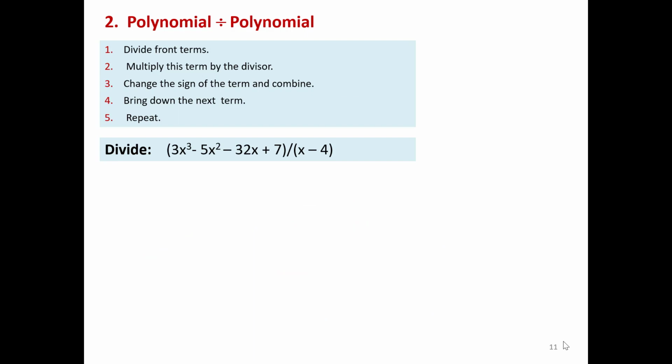In this problem, we want to divide this polynomial, which has 4 terms, by the binomial. Let's follow the same procedure we learned and applied before. 3x to the third, 5x to the second, minus 32x plus 7, divided by x minus 4. Let's now start the division.